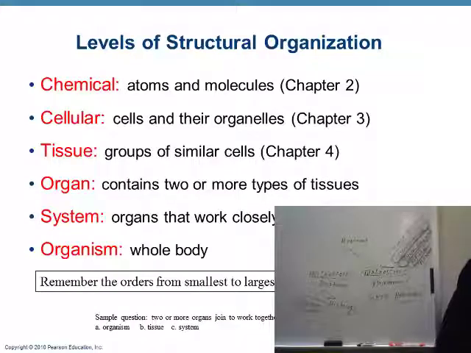Now, levels of organization of the human body. If you see from the smallest to the largest, the smallest level is the chemical level that deals with atoms and molecules.